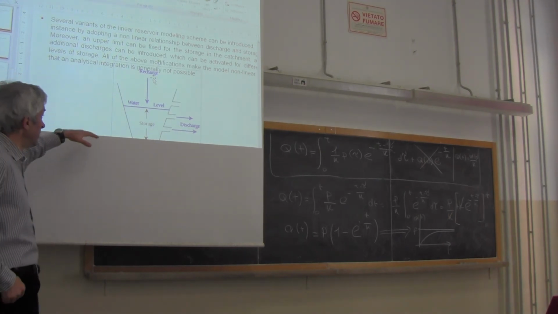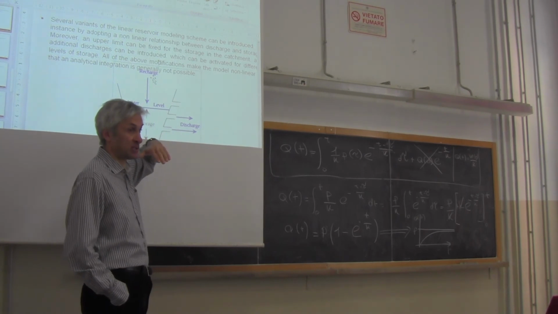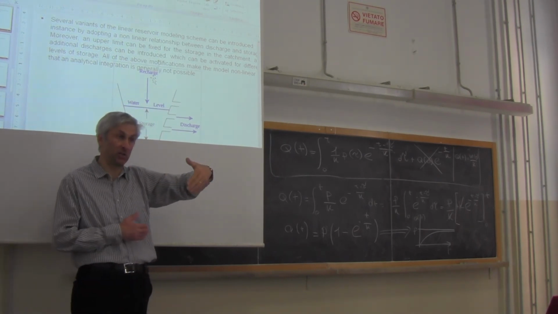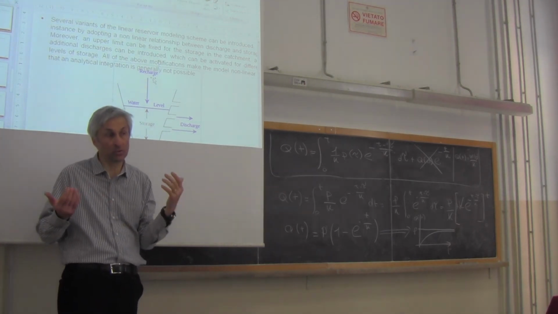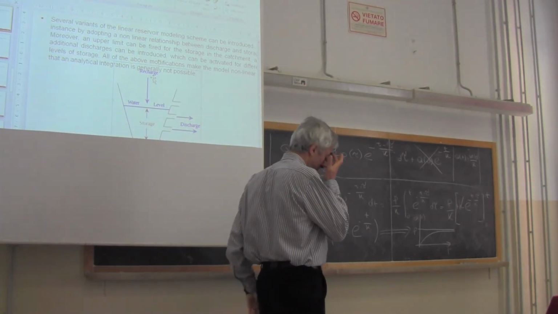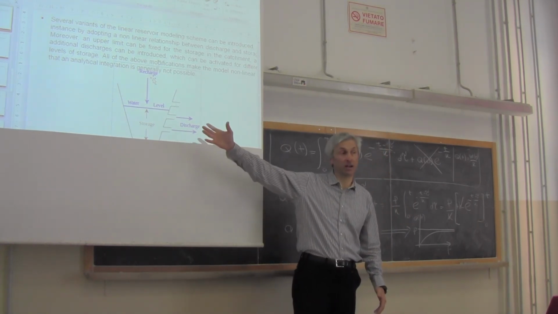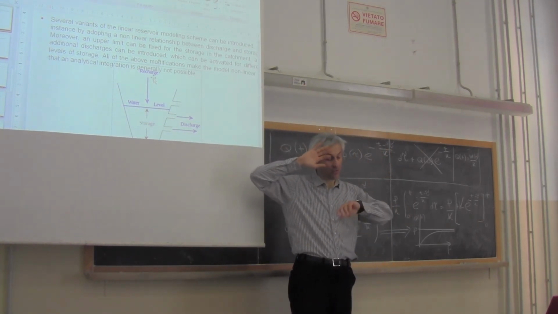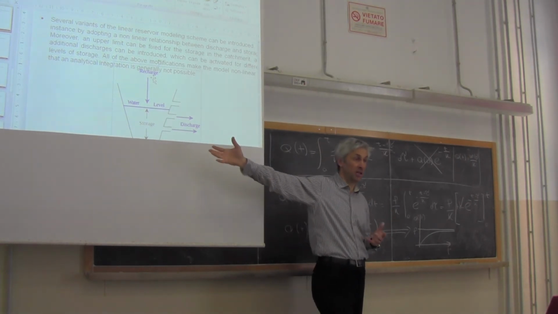And also you may put a limit to the storage in the catchment, a max storage. And if you exceed the max storage, then any rainfall is immediately converted into river flow. This is possible and reasonable. The only thing is you have to be careful because this is very attractive. One may think of integrating numerically the equations that come out from this.